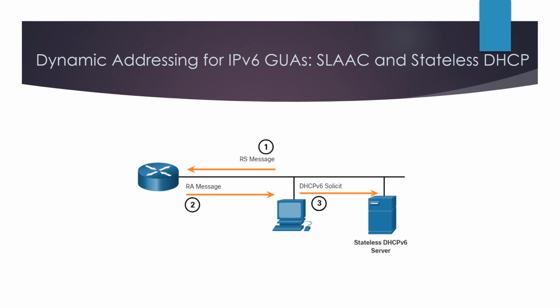And the third step is that the PC will send the DHCP version 6 solicit message to all the DHCP servers that are connected to that subnet, and will say that I use the stateless address auto configuration to create my IPv6 address and get my default gateway address, but I need other information from a stateless DHCP version 6 server. And then the last step that is not shown here, the server will reply to him with the DNS information.